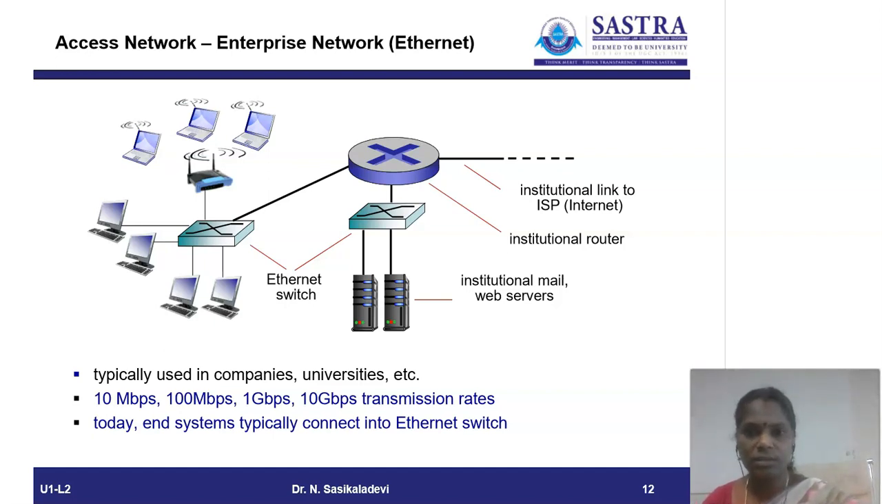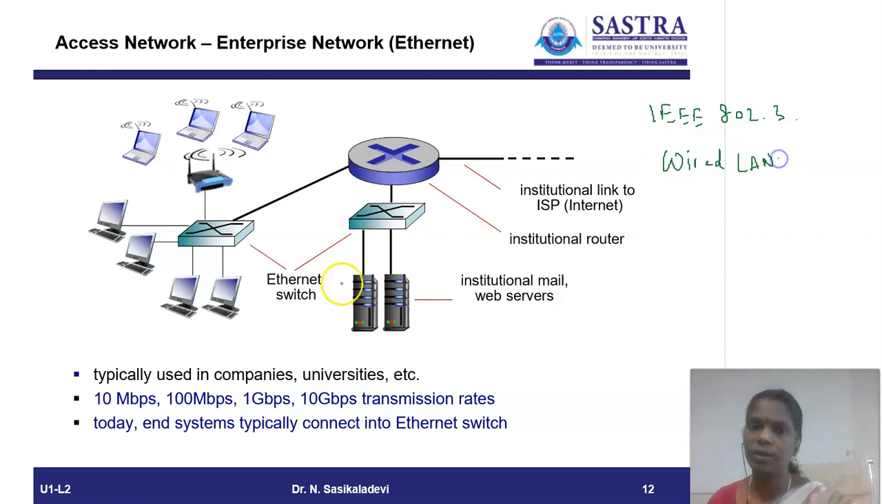Okay, let me write this. I'll write down the standard, but we'll talk about the standard later. More about the standard IEEE 802.3. Ethernet access, also known as wired LAN network. So this is a modern connectivity of wired LAN network, but previously the structure was something different. So in the modern Ethernet structure, what we are having here is a switch. This is known as the Ethernet switch.